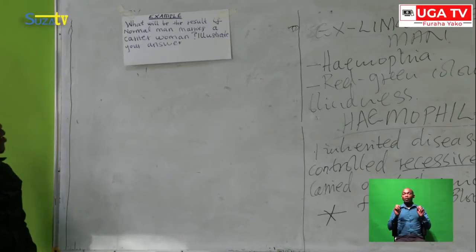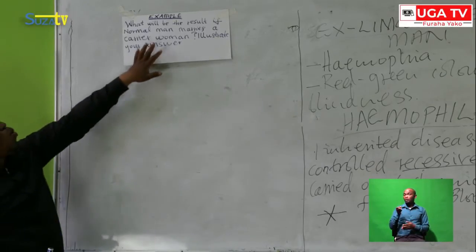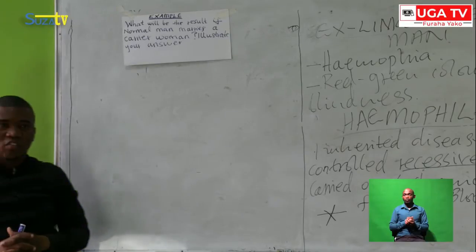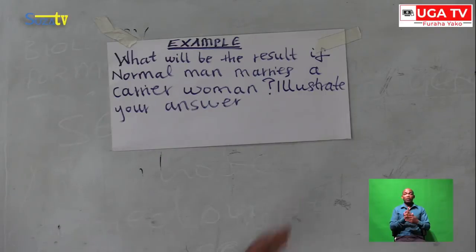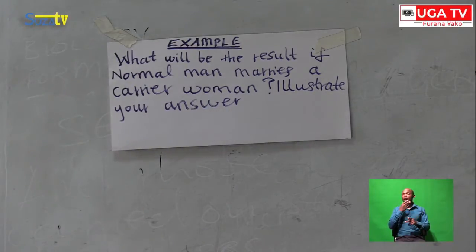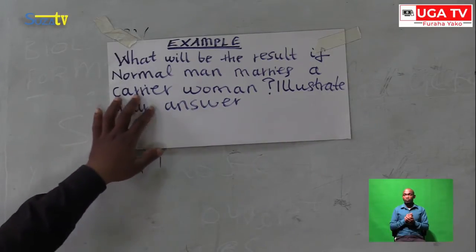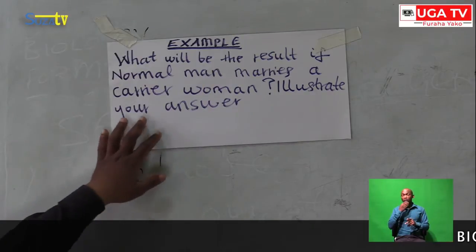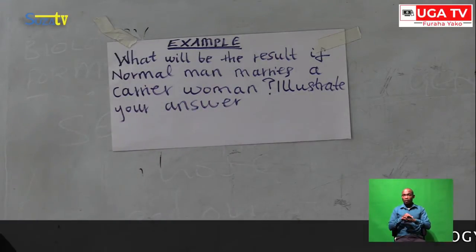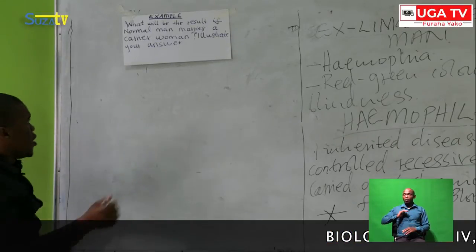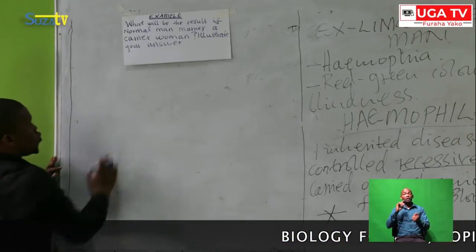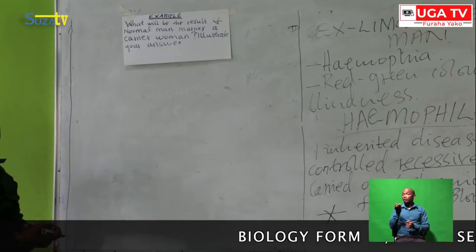Example: what will be the results if a normal man marries a carrier woman? Illustrate your answer. So let me try to solve such an example.